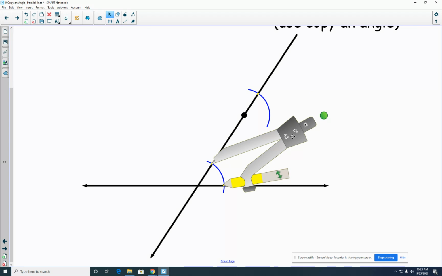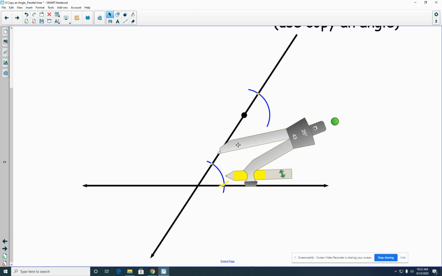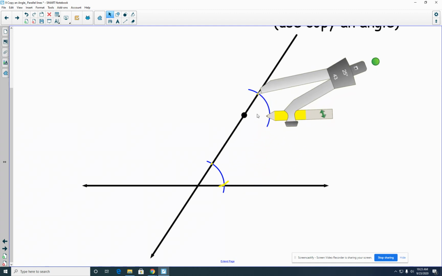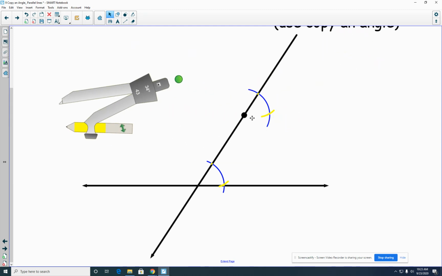You have to adjust the compass, right? You're going to have to adjust the compass. So you've measured by swinging an arc. Now slide that up this line and stop right at the other intersection point. Swing another arc. Perfect. Now connect the vertex through the arc with your straight edge.